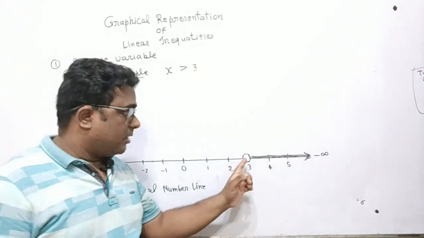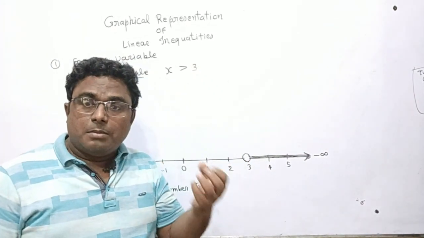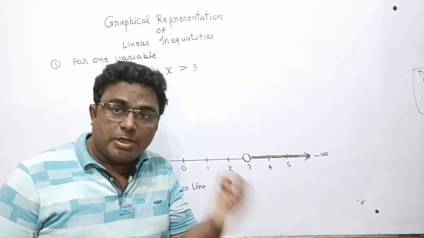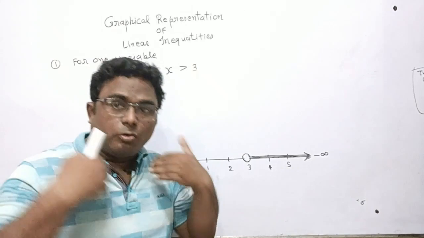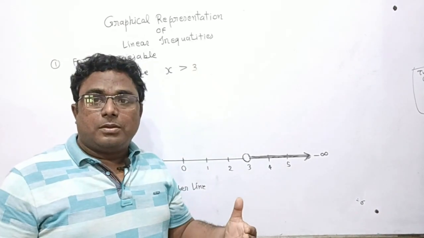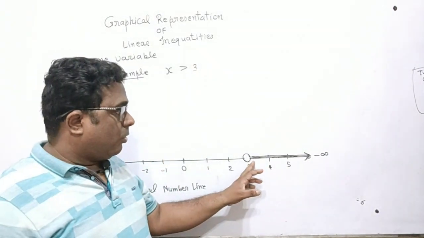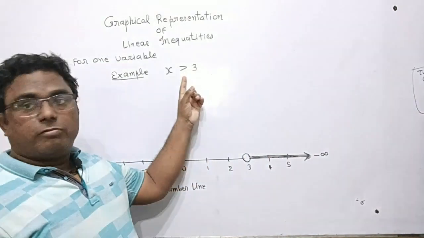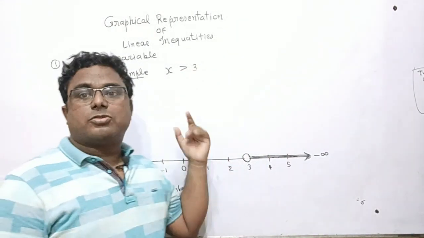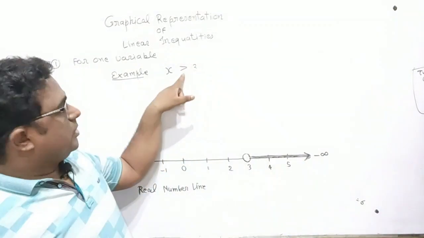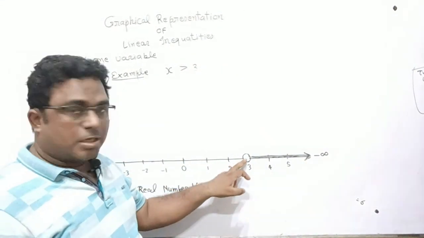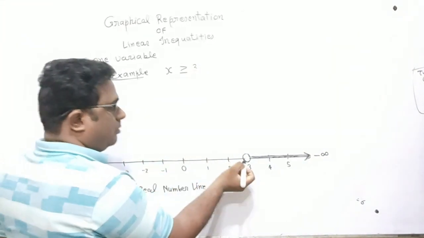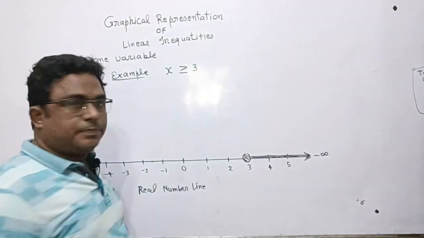And that's why at 3 we are making the circle blank. A blank circle is an indicator that you cannot include 3. You have to exclude 3 every time. So all the values which are more than 3 are solutions for this inequality now, but 3 is not a solution because the equal sign is not there. So this circle is blank. And again, if the equal sign is there, then you will make the circle filled.